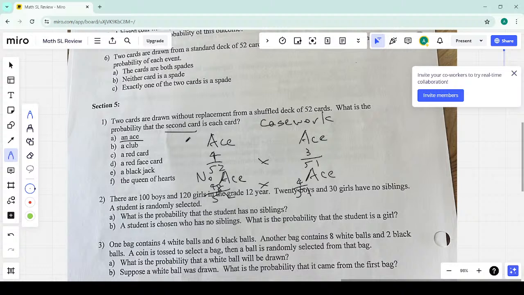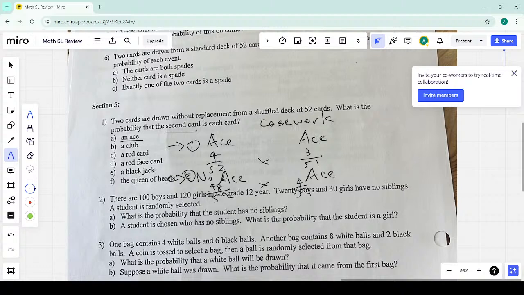A club, basically the same thing. Red card, same thing. Red face card, yeah, pretty much the same thing. You just want to do casework. So these are the two cases here.